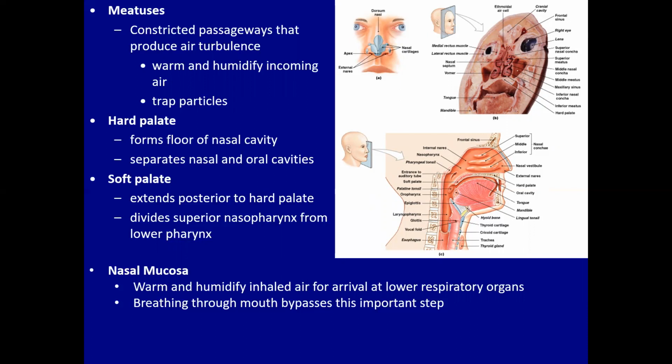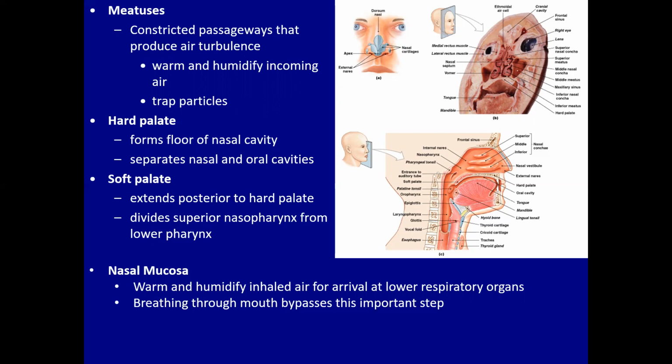Warmed and humidified air, or oxygen, has a greater connectivity to your red blood cells. So you actually can transport more oxygen if the air is warmed and humidified. Breathing through your mouth bypasses this process of humidifying and warming the air. So if a person is short on oxygen, it's best for them to breathe through their nose, in through their nose, and then out through their mouth.